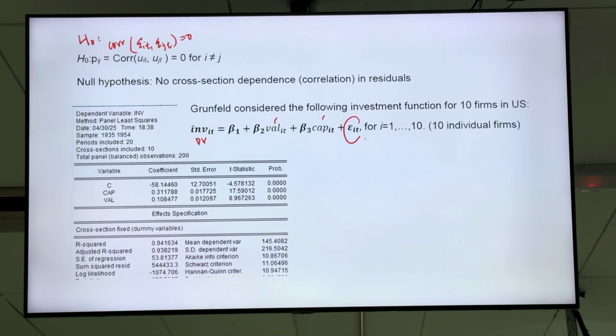This is my hypothesis. So I want to check whether there is no cross-section dependence in the residue, or there is no correlation in the residue among these 10 firms. So I want to diagnose this residue. I want to use the 4 different tests which we mentioned just now, including the Breusch-Pagan test 1980, and then the scaled version, as well as the Pesaran 2004 version, as well as the Baltagi et al. 2012 version. So we have 4 different tests to see whether I have evidence to reject the hypothesis or not.